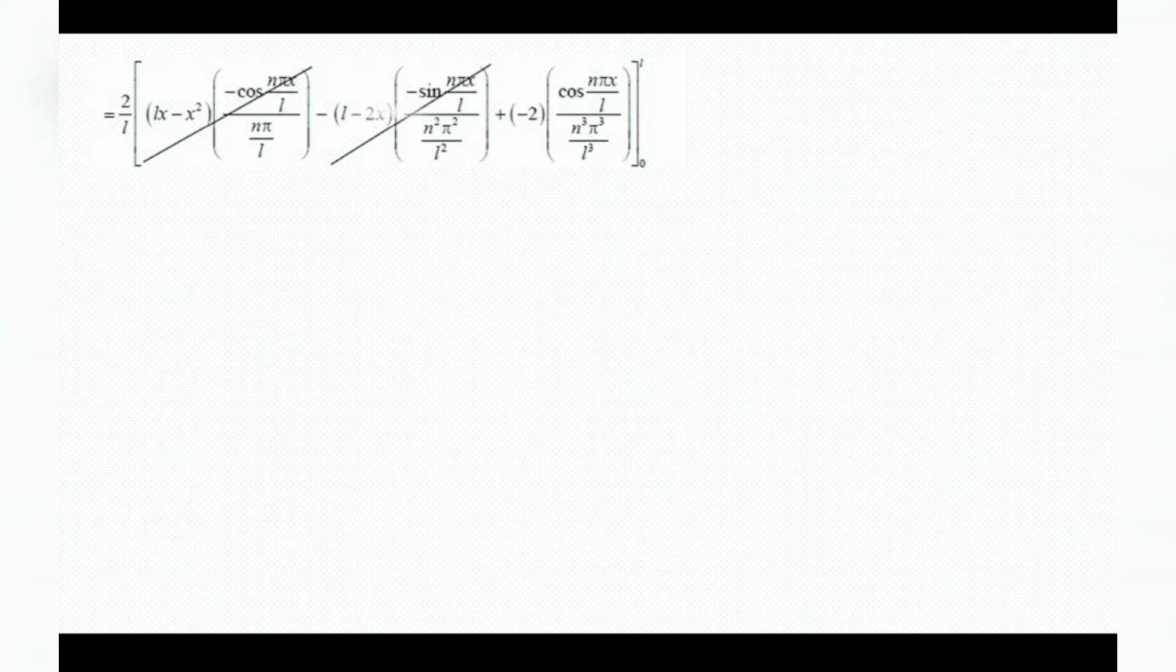See, now Bn is 2 by L. This is u v1 minus u dash v2 plus u double dash v3. We have applied Bernoulli's formula. And see, the first and the second term will be 0 for the upper and the lower limit. For example, if you take x as L, it will be L squared minus L squared, so it is 0. And for the lower limit, if you substitute x equal to 0, then we'll have 0 into this. Again, it is 0.